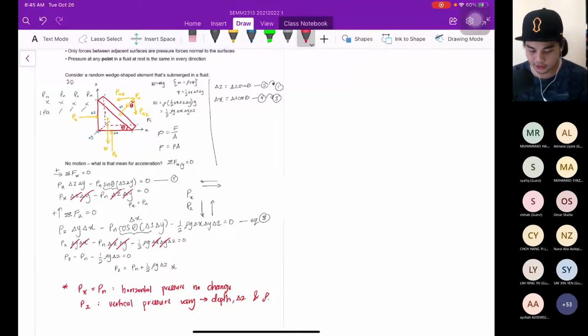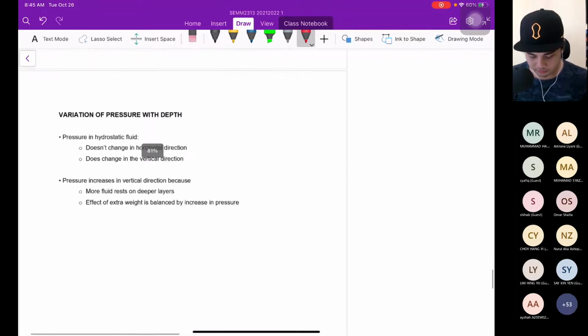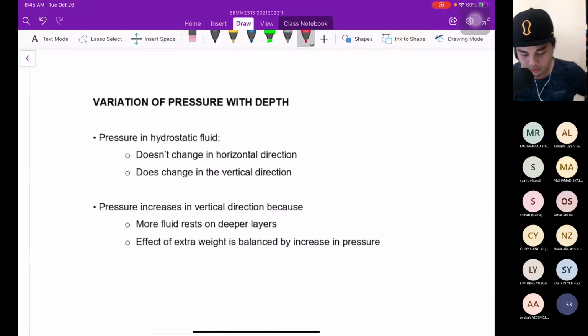Okay, let's proceed to the next lecture. So now we proceed to the variation of pressure with depth. Since we know that the pressure in the vertical direction changes with density and depth delta Z, now we go further in detail. Pressure in a hydrostatic fluid doesn't change in the horizontal and changes in the vertical direction. Pressure increases in the vertical direction because of two things: more fluid rests on the deeper layer, and the extra weight is balanced by an increase in pressure.